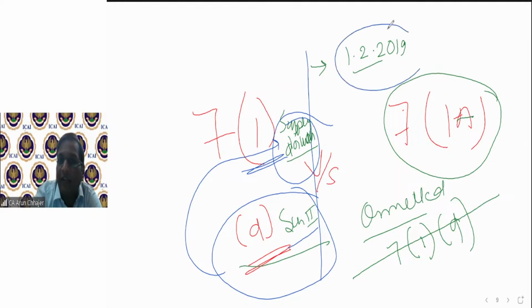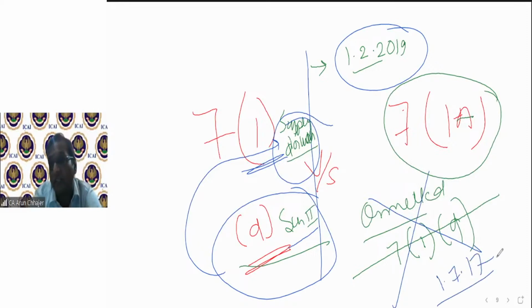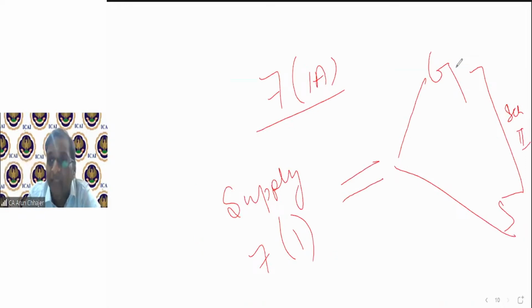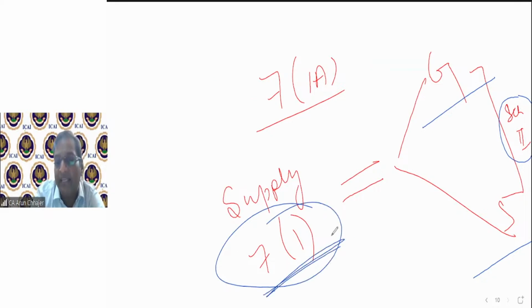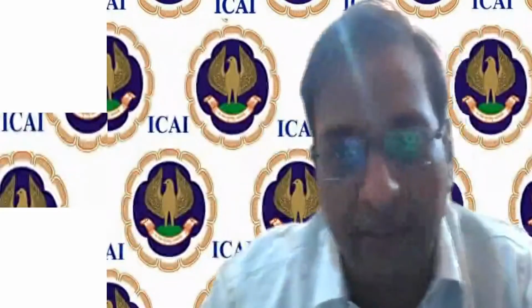Finally, by the Finance Act 2018, this particular clause was omitted retrospectively from 1 July 2017, and a new section 7 subsection 1A was inserted. Now it is giving complete clarity that Schedule 2 can only decide whether my transaction is a supply of goods or services. It cannot decide supply. Why? Because whose work is it to decide supply? 7 subsection 1's. I hope it is clear. This part I had to clarify. So from my side, the supply chapter is completed. Over to you for any type of query, and then we'll move to the quick round of question answer.